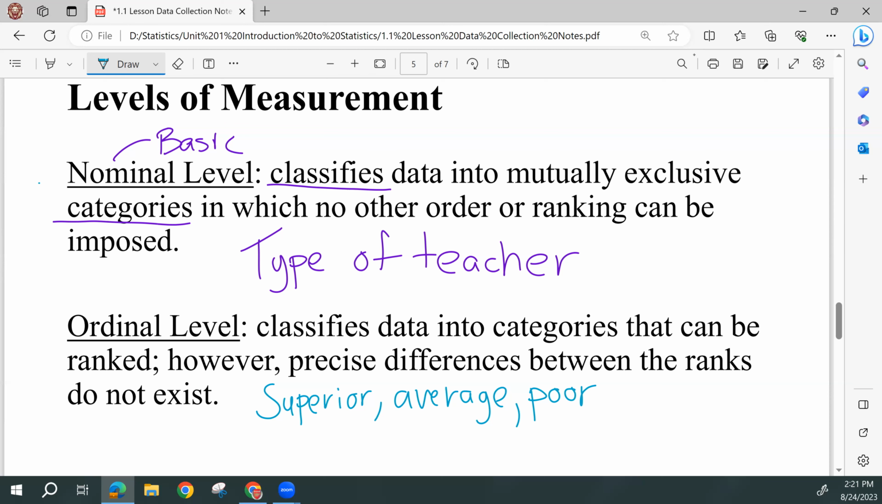We can put people into the categories. You get a superior rating, maybe as a band, or if you are doing some sort of speaking engagement, maybe you get an average rating. You do okay, or you get rated as poor. We classify those as three different categories. However, there is a ranking between them. Superior is the best, poor is the lowest. But we don't get any more specific than that. There's not like a poor plus or an average minus.